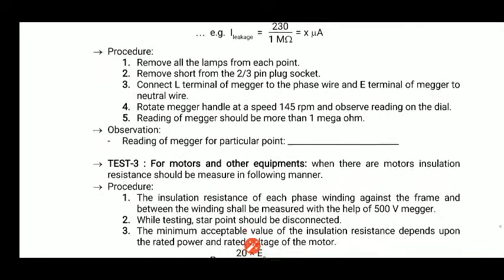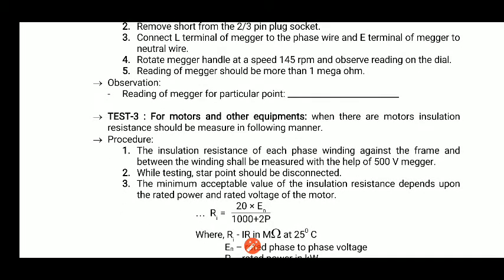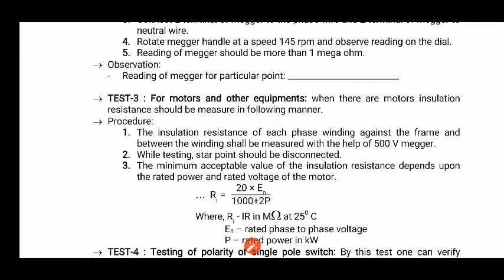Next we discuss the third method, only for high-rise buildings and commercial buildings. Normally in domestic and industrial installations, this method is not used. For this method we test motors and other equipment. When there is a motor, insulation resistance should be measured in the following manner. The procedure of this testing: first, the insulation resistance of each phase winding against the frame and between the windings shall be measured with the help of a 500 volt megger.